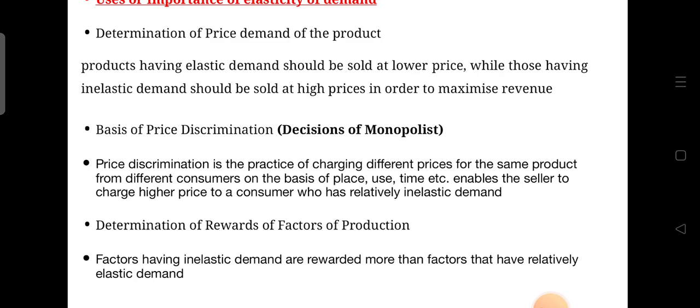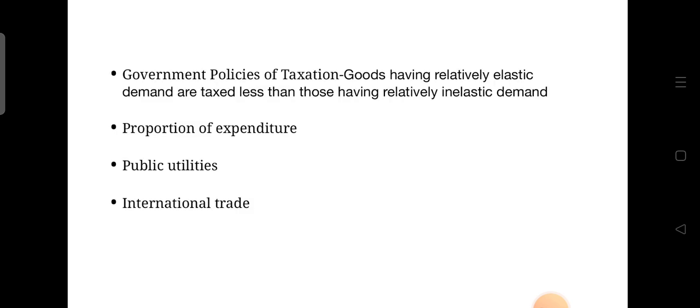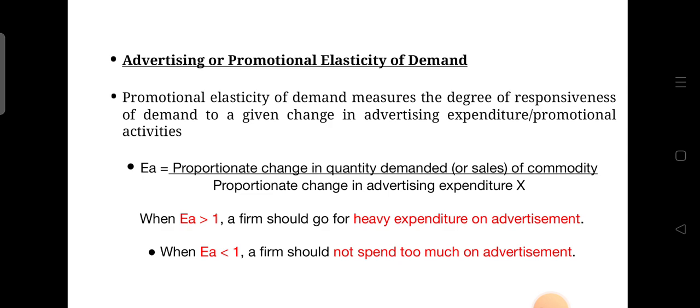And the next one is proportion of expenditure. The concept of elasticity of demand also enables the government to decide what particular industry should be declared as public utilities, consequently owned and operated by the state. And international trade. It is possible to calculate the terms of trade between two countries only by taking into account the mutual elasticity of demand for each product. The terms of trade implies the rate at which one unit of domestic commodity will exchange for units of the commodity of the other. So these are some of the uses of elasticity of demand.